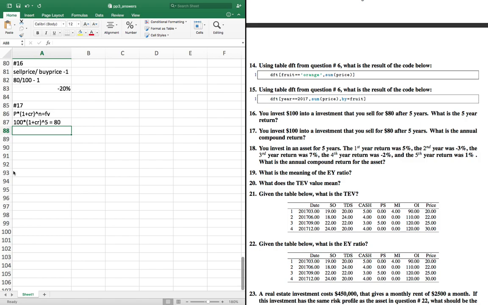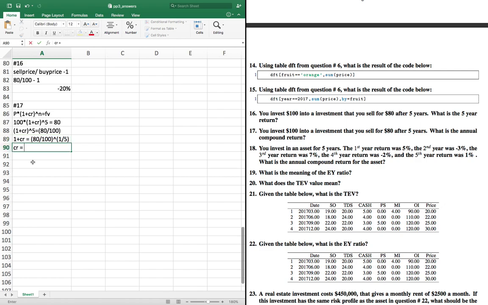So first, let's move the 100 over, equals 80 divided by 100. Then I have to get rid of that exponent. How do we get rid of exponents? Some of the math guys, you guys went into some crazy things. Very easy. Just raise it to the inverse of that number. So this becomes 1 plus CR equals 80 divided by 100 to the power of 1 divided by 5. And then I get rid of that 1. And now I have my formula for compound return.